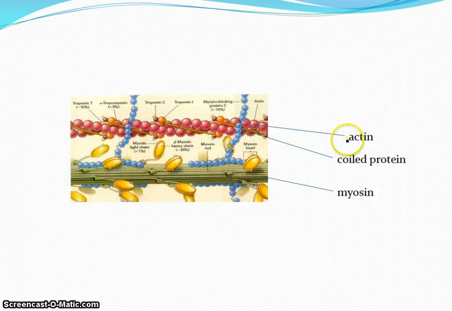This is just showing you what actin would look like and what myosin will look like. Those are two different types of proteins. Again, actin is found in thin filaments and the thick filaments have the myosin.